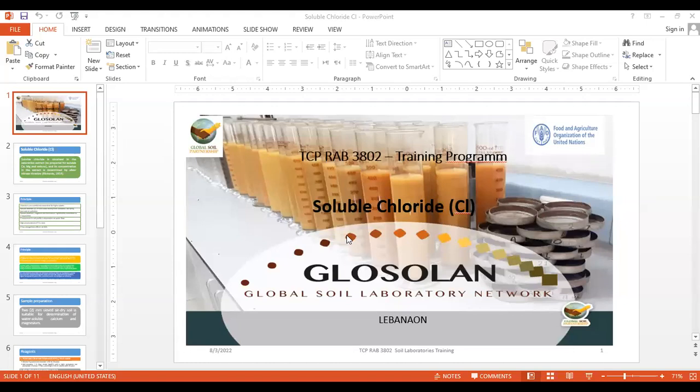So today we start. This is day 4 of the training session in Lebanon. We're going to continue the procedures for analysis. Today it will be soluble chloride. Actually, it is not approved yet by NASOLAN, but for soluble chloride we are going to use a recognized international methodology adopted by the United States Department of Agriculture.